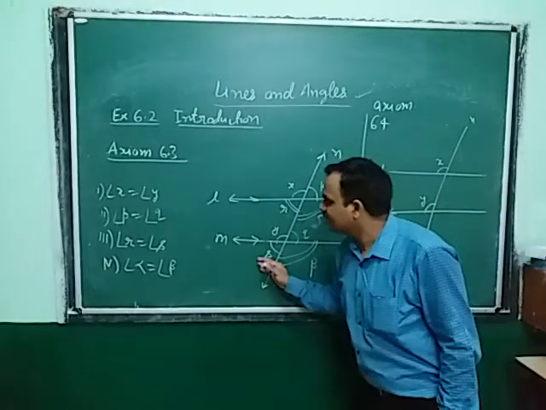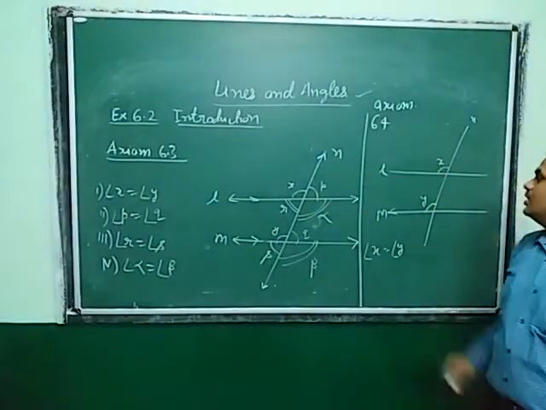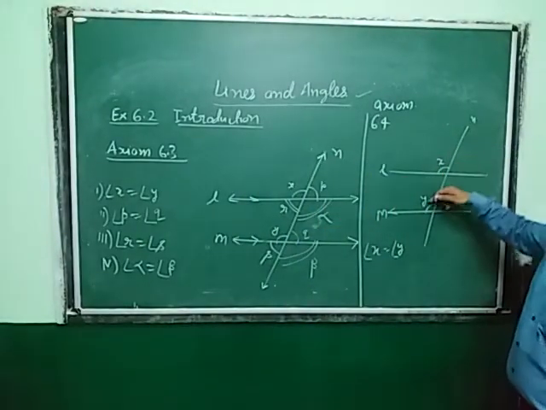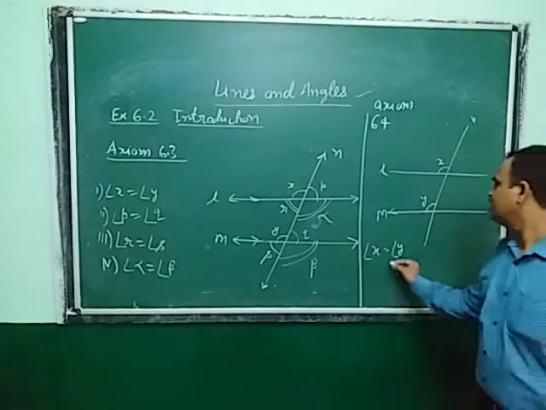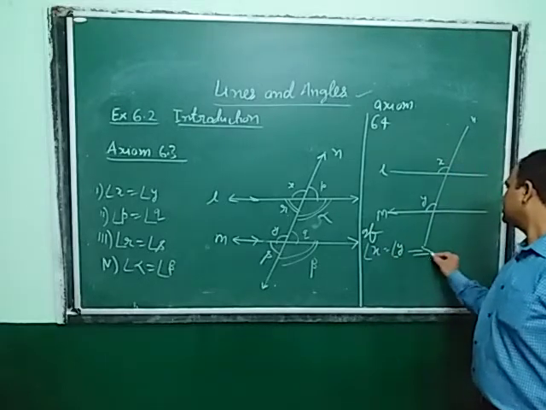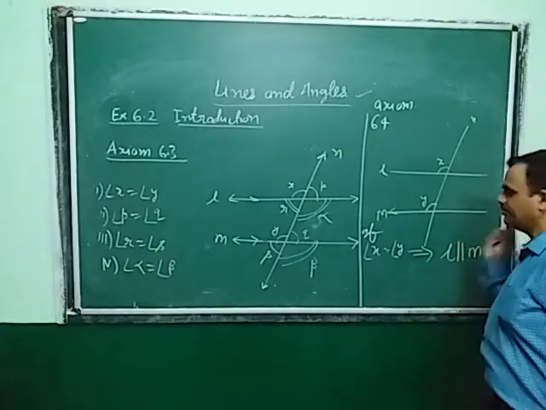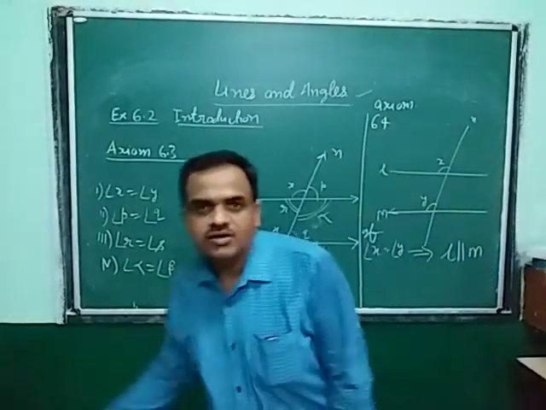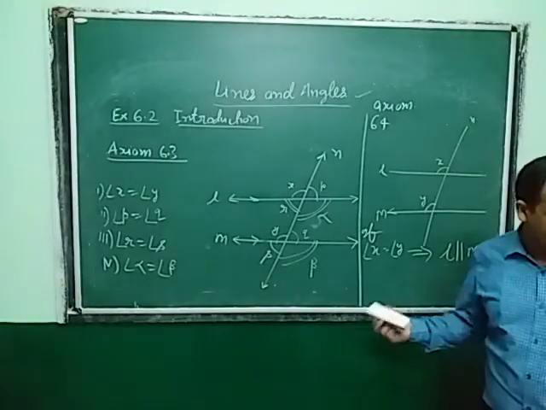Here, if lines are parallel, then corresponding angles are equal. And in axiom 6.4, if angles are equal, then lines are parallel. That is the converse. If these corresponding angles are equal, this will imply that L is parallel to M. So, vice versa. This is about axiom 6.4.